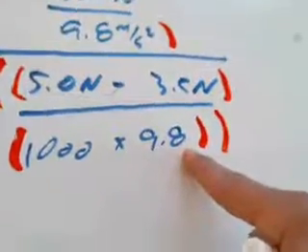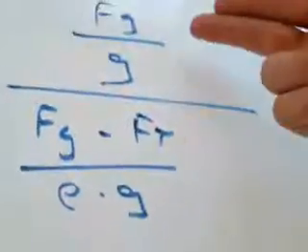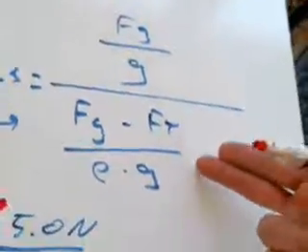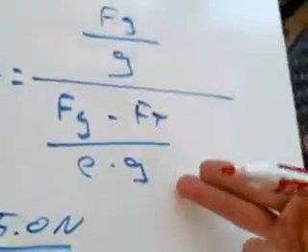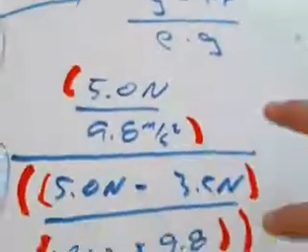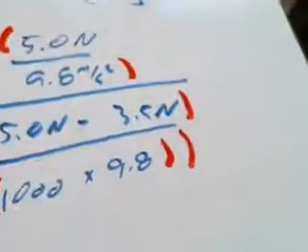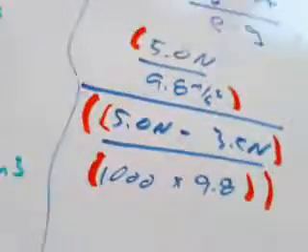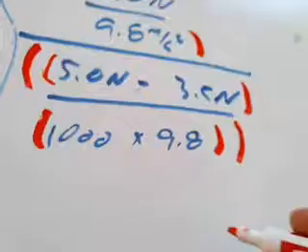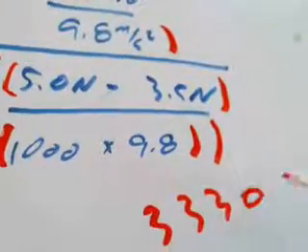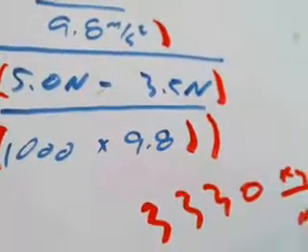So when it says solve with letters, what that means is make it look like this. Put letters in place, have the letters dance. Don't put numbers in until the end, and try doing the math all at once. It's a decent thing to practice. You'll end up with the exact same number, 3,330 kilograms per cubic meter.